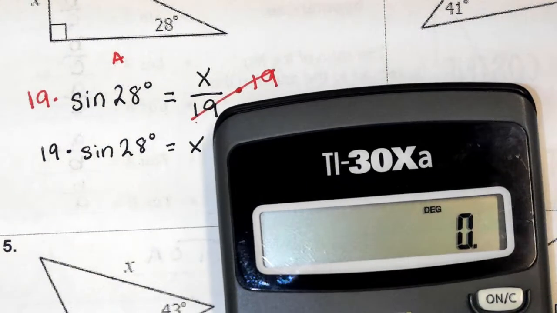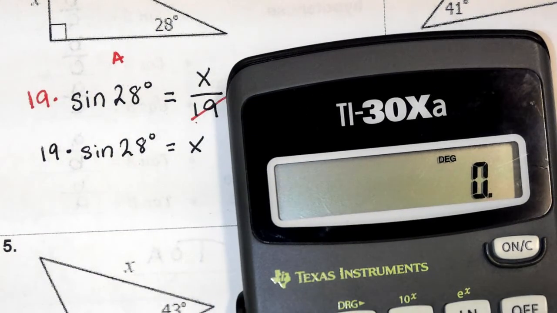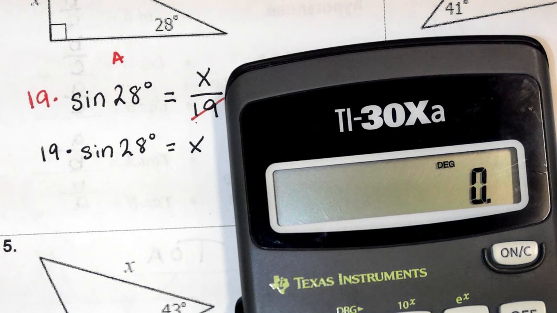It's not hard to put this in. You just got to do it a certain way. So pay attention. Before we even type this in, there are things I need to remind y'all about. Y'all phones are already set into degrees mode, but calculators are not necessarily.